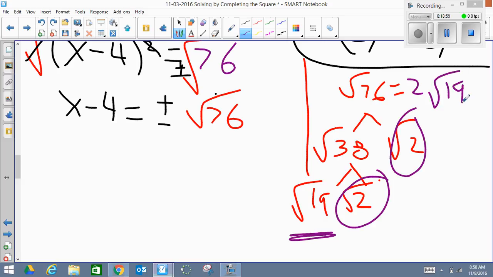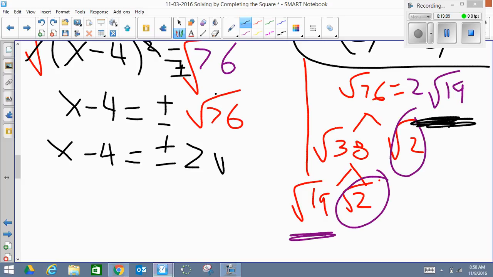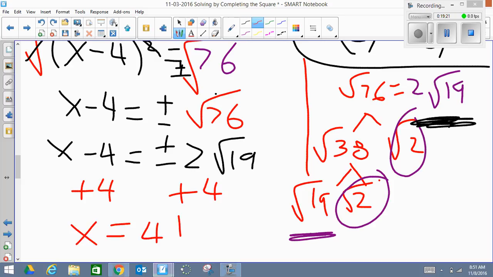So let's rewrite this again. I'm going to have x minus 4 equals plus or minus 2 square root of 19. Last step, get rid of that 4 on the left side, so plus 4. I'm going to have x equals 4 plus or minus 2 square root of 19.